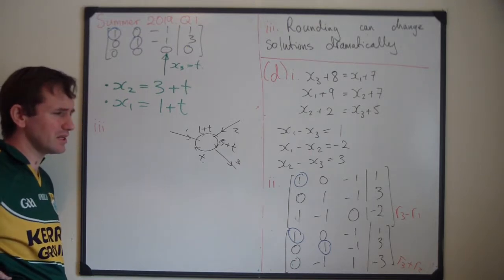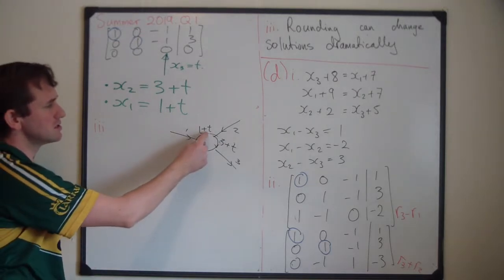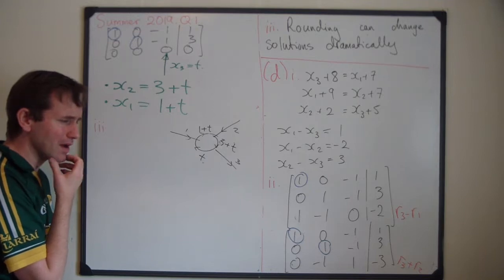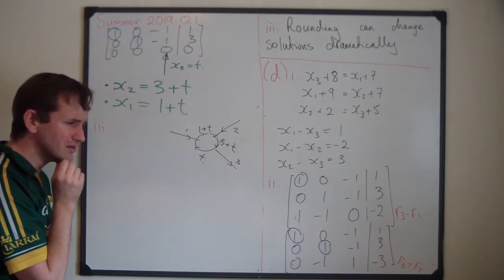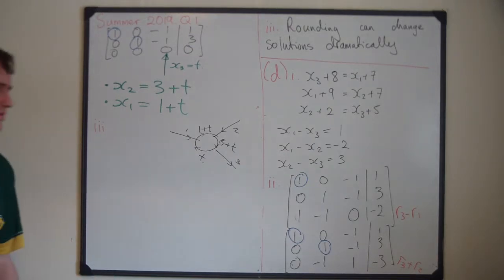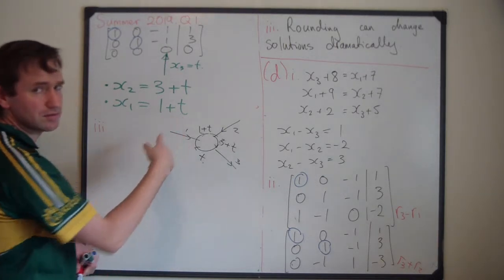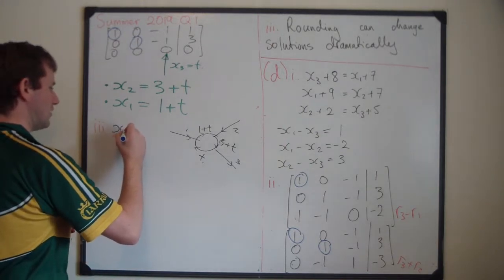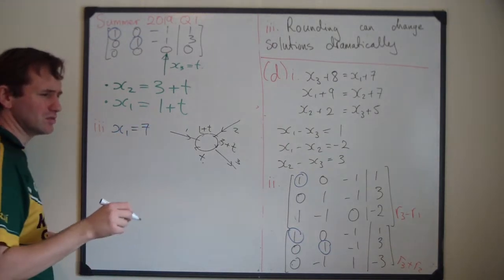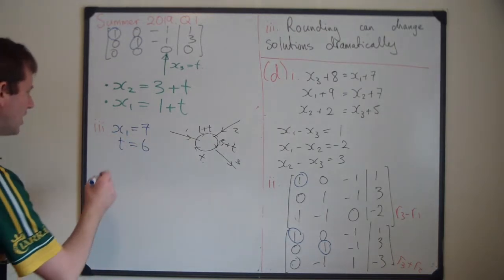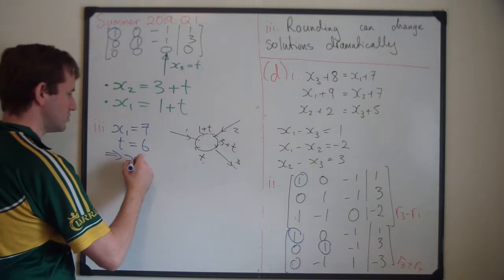Now, next question. Given that cars approaching the roundabout must turn left, and the model doesn't include queuing, is it possible that X1, which is this thing, is equal to 7? Okay, I see why not. Well, let's see. There's various different ways we could look at this, but probably the easiest is to say, if X1 is equal to 7, what's the value of T? And let's look at all the solutions. So if X1 is equal to 7, it shouldn't be too difficult to see that T is equal to 6. And that means that X2 is equal to 9.